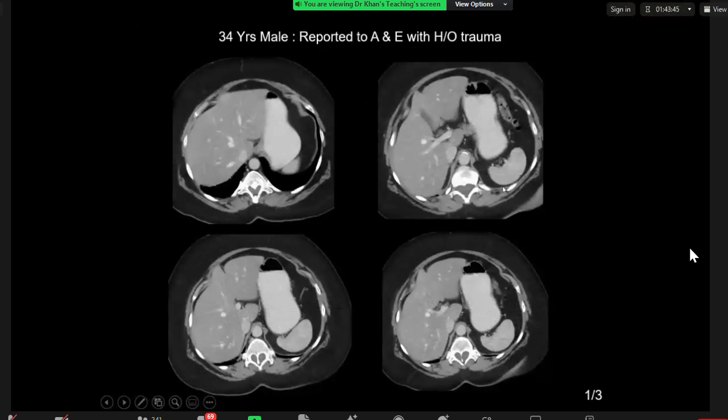Okay, so these are axial slices of the abdomen with contrast of a 34-year-old male who has come in with history of trauma. Firstly, in terms of a trauma, I'm looking for any obvious traumatic injury. I don't see any free fluid in the abdomen. I'll look at the lungs on lung windows.